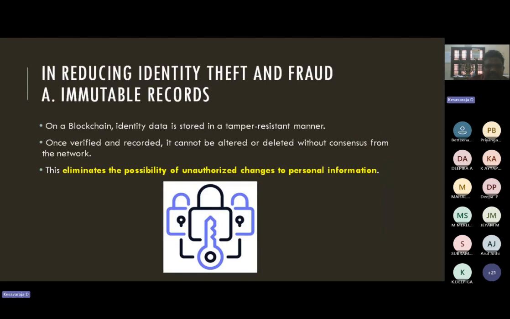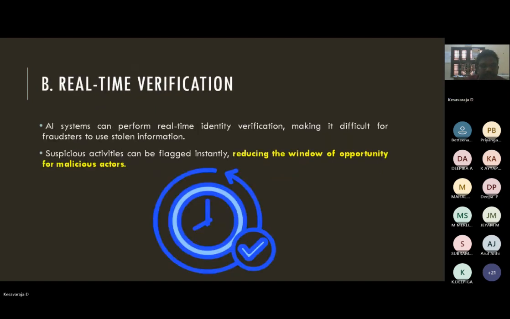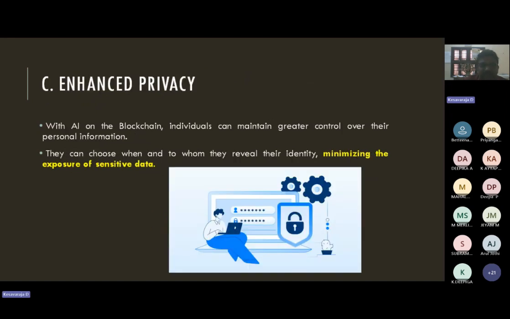In the same way, each and every record in blockchain, including identity data, is properly monitored. Once verified and recorded, it cannot be altered or deleted without consensus from the network. So the immutable records are properly handled by blockchain, which needs a little more monitoring, and that monitoring is provided by AI. Each and every malicious activity is monitored and prevented by real-time verification. For handling sensitive data, we can provide an enhanced level of security.